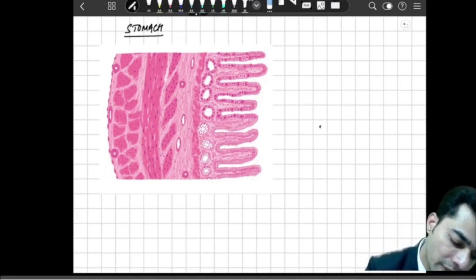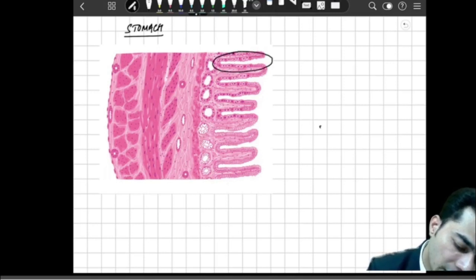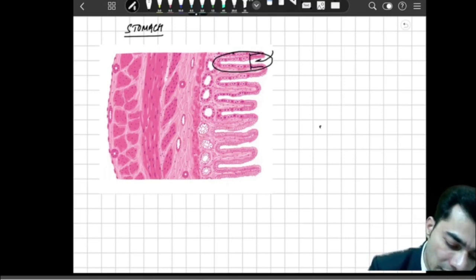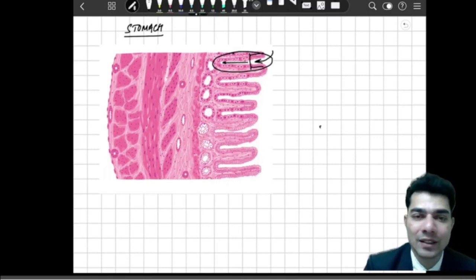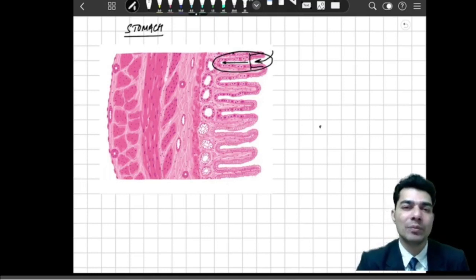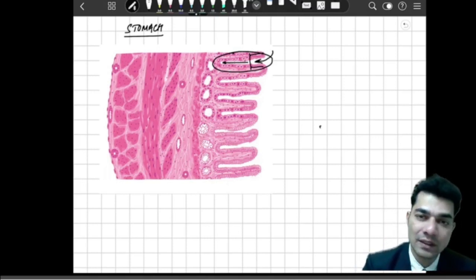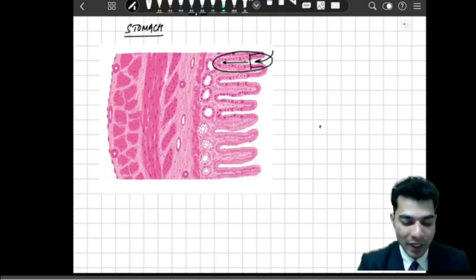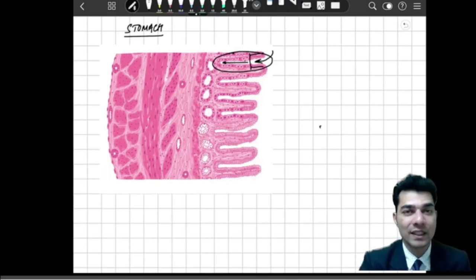So what we see here are the glands. Within this gland, the proximal aspect is the pit. This is the gastric pit, followed by the gland of the lining epithelium. So what is present in this? The pit is lined by simple columnar epithelium, whereas within the gland, in the part of the neck and in contact with it, there are different cells present.